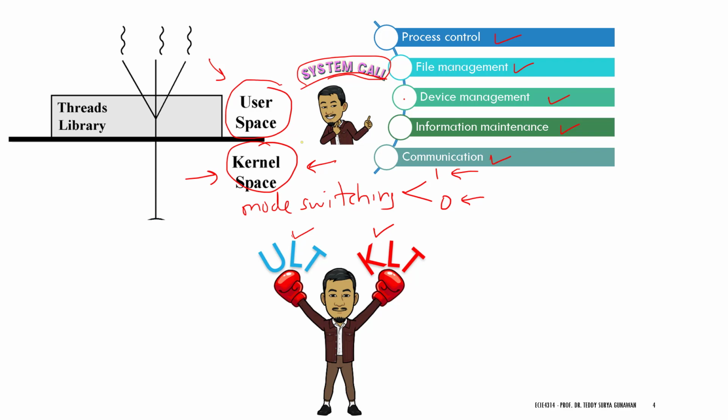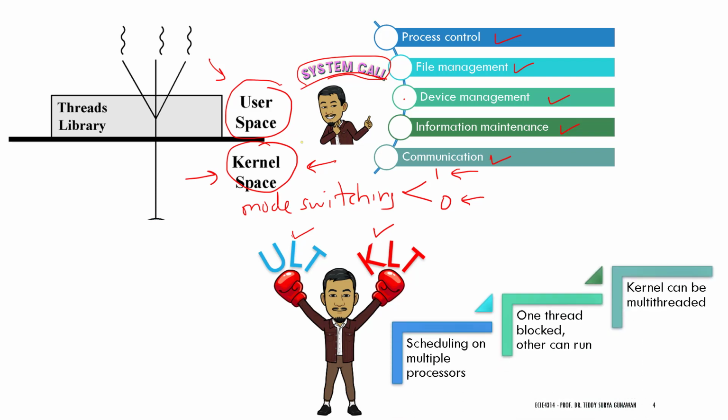Let's see what the benefits of KLT are. As it is in kernel mode, the scheduling can be done on multiple processors. So the T1 and T2 that we put earlier can run at the same time in the KLT. If it is ULT, then you need to have it per process. The other benefit is that if one thread is blocked, another thread can run. This is for the communication efficiency from earlier, and the process itself can be multi-threaded.